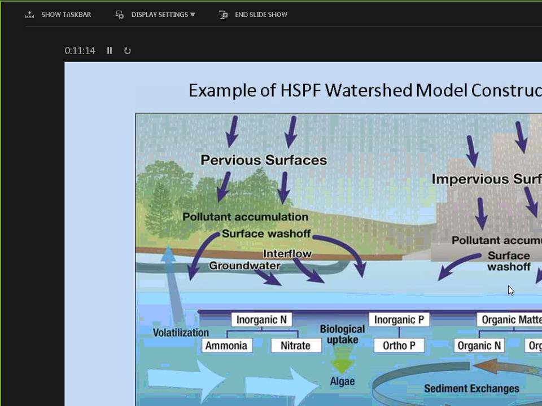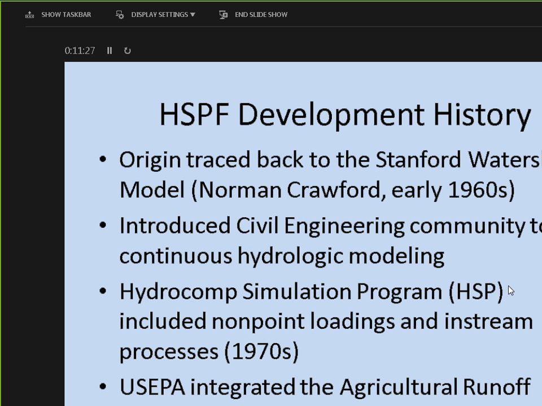And then we have the reach module that again includes things like nutrients and nutrient uptake by biology, and there's some algal growth and depth and exchanges going on with the sediment in the bottom of the reach. So how did HSPF come to be?